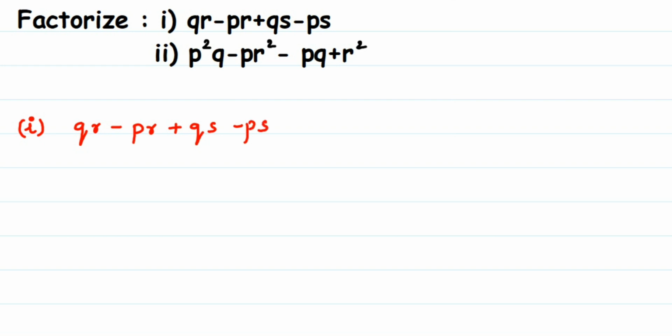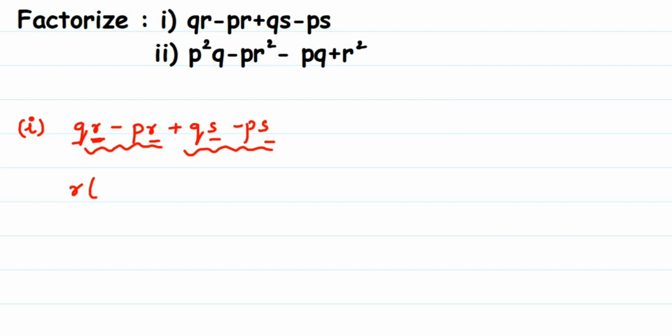I'm going to group these terms in such a way that I can get a common factor. I'm going to group the first two terms because r is common, and I'm going to group the last two terms because s is common there. Now let's take out the one which is common.